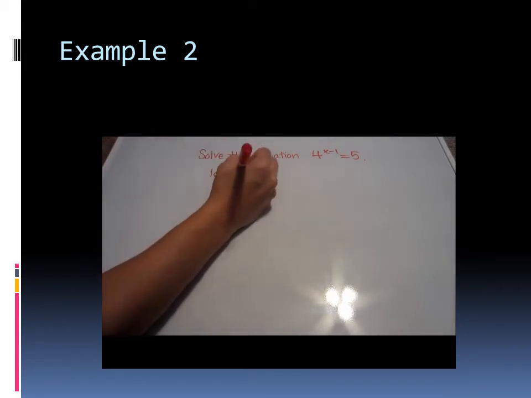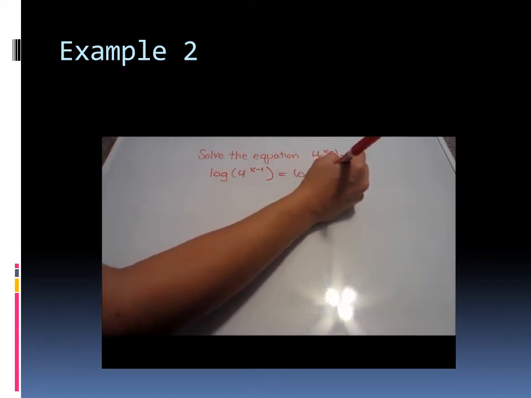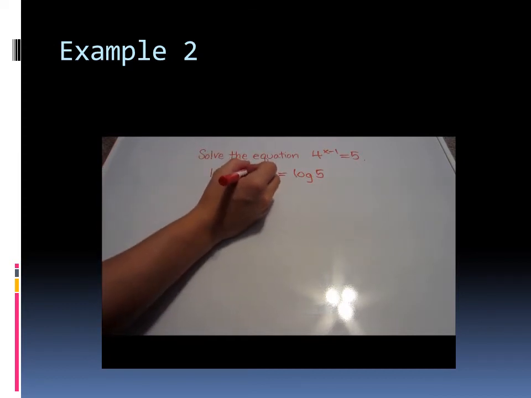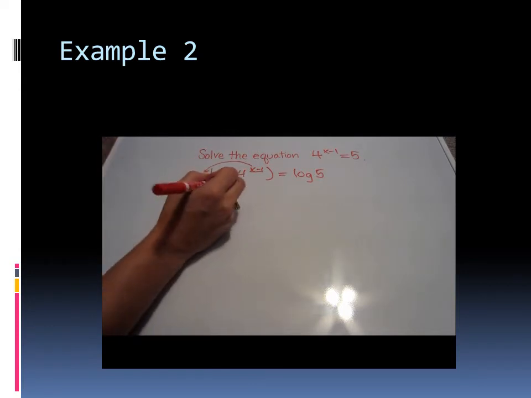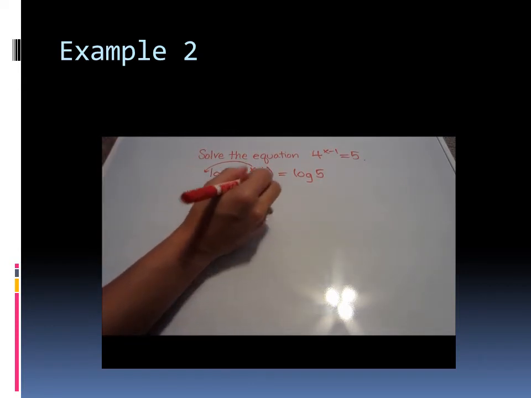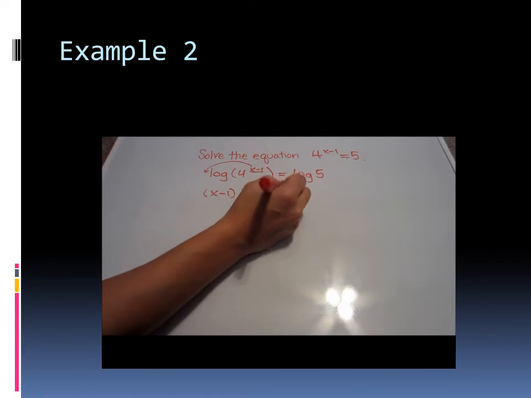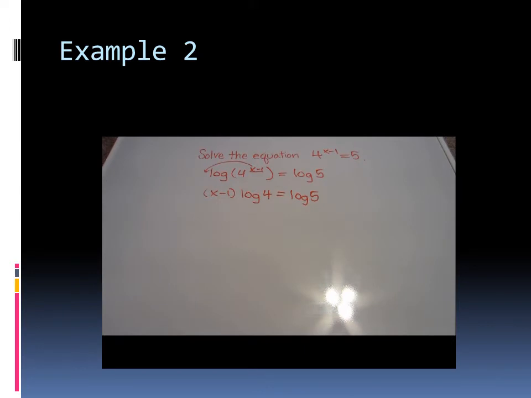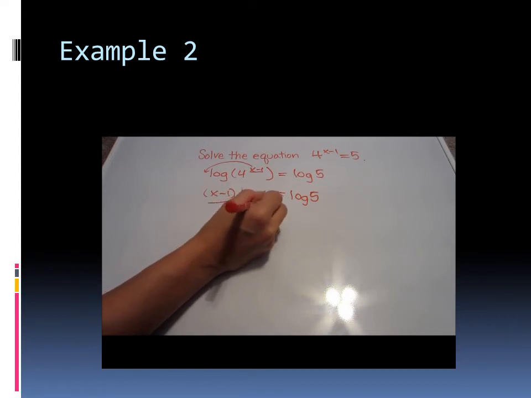So log of 4 to the x minus 1 is equal to the log of 5. Notice we're using the common log, which means that the base is 10, but we don't need to write the base when we use common log. Exponents can come out in front and be multiplied. That's one of our rules, our properties of logarithms. So we can have x minus 1 times the log of 4 equals the log of 5. Now we can divide both sides of the equation by log of 4, because log of 4 is just a number.